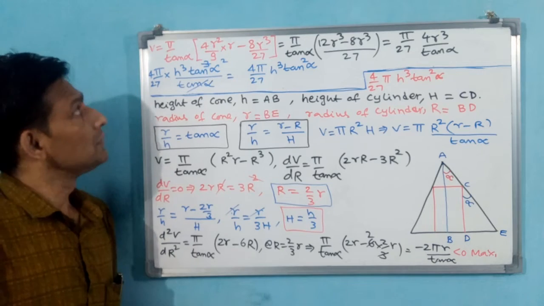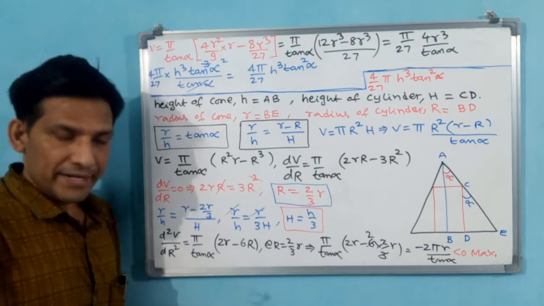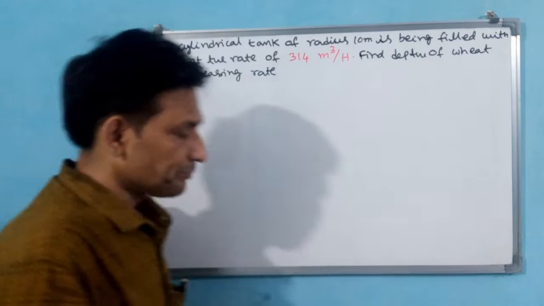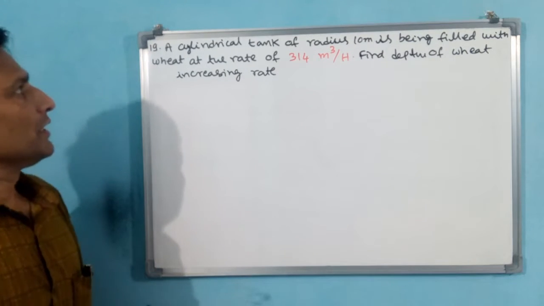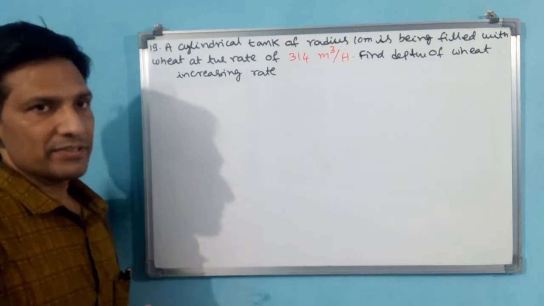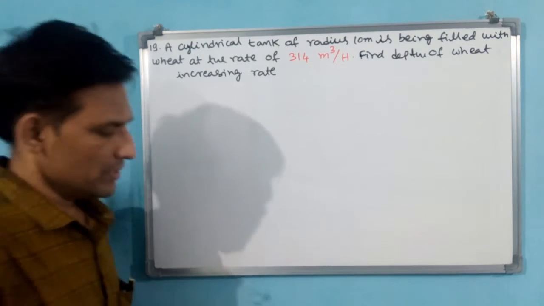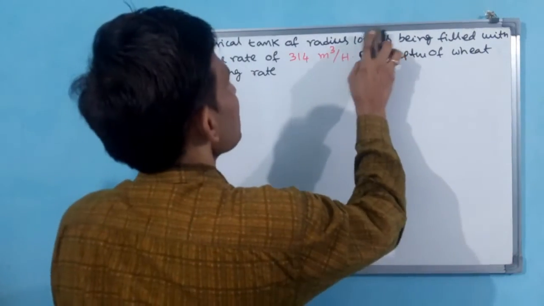Okay? Take this, we will go for the 19th question. Okay. See, 19th question: a cylindrical tank of radius 10 meter. Okay? 10 meter we will write in red color.